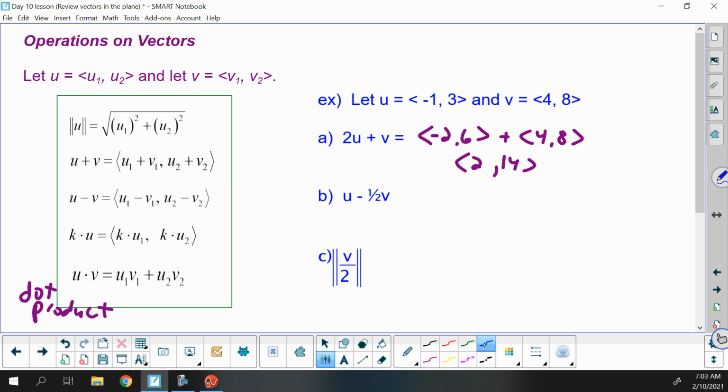Next one, we are multiplying by a half for v. So we'll have negative 1 comma 3 minus, then if we multiply by a half, we would have 2 comma 4. Then subtract the parts. Negative 1 minus 2 gives us negative 3, and 3 minus 4 gives us negative 1.